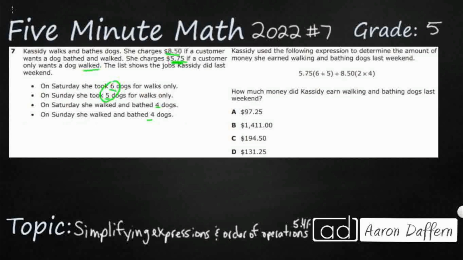Now she could have done 4 plus 4 if she really wanted to. It's going to get you the same answer, because really that's what we got. We got 2 days of 4 dogs that need both a walk and a bath. But she also decided, well, I can also do 2 times 4. 2 times 4, 4 plus 4, same thing. So how much money did she earn?